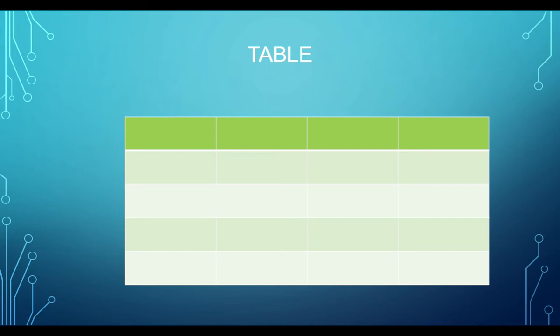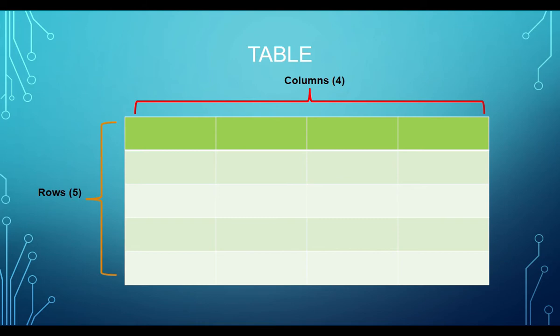In this example, our table has 4 columns and 5 rows. The intersection of the column and rows is what we call the table data. In some applications, they call this a cell, especially in worksheets. But for HTML, this is called table data.